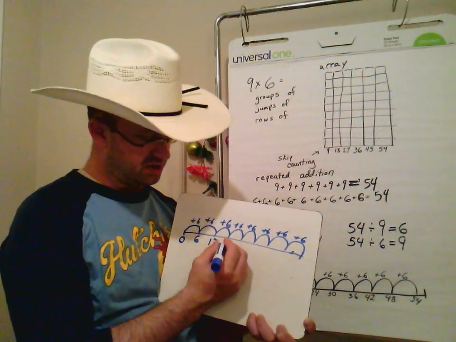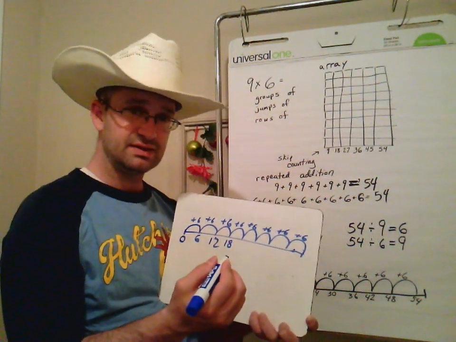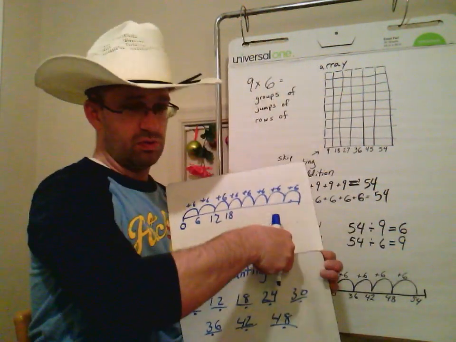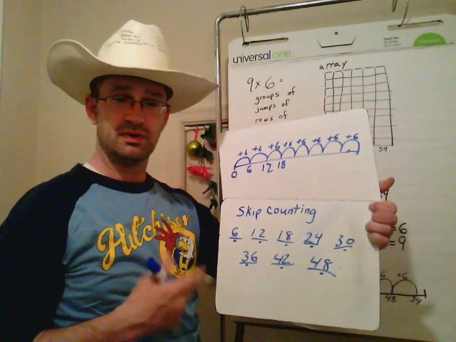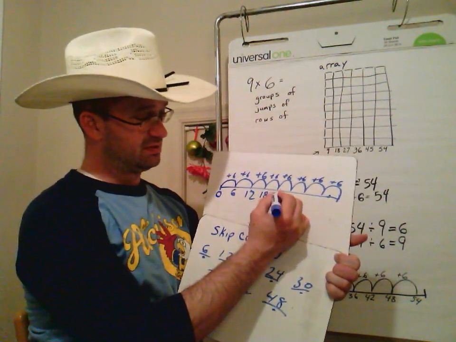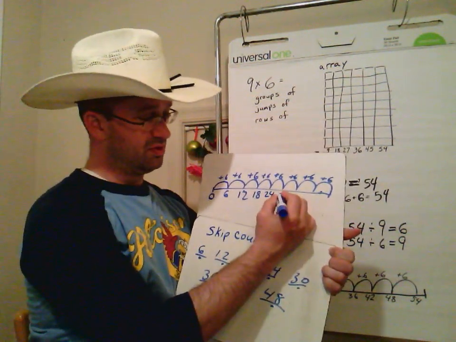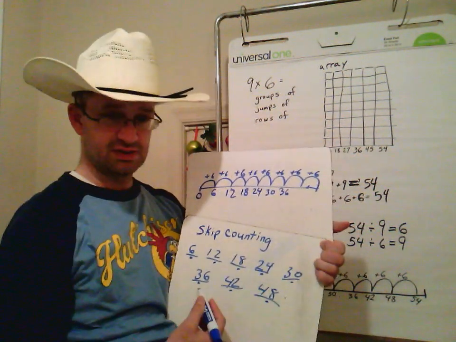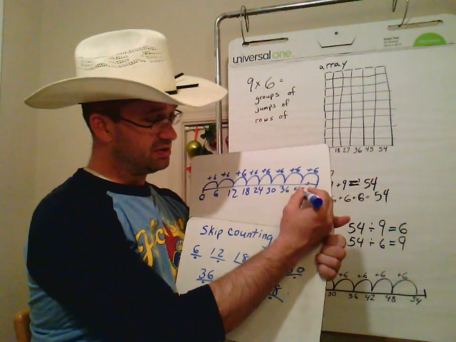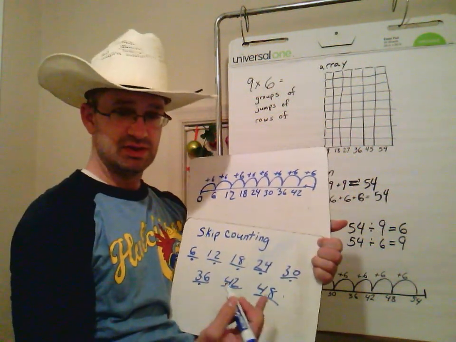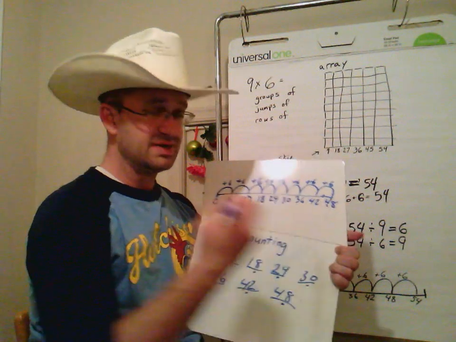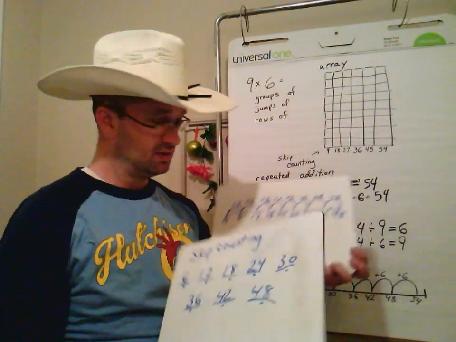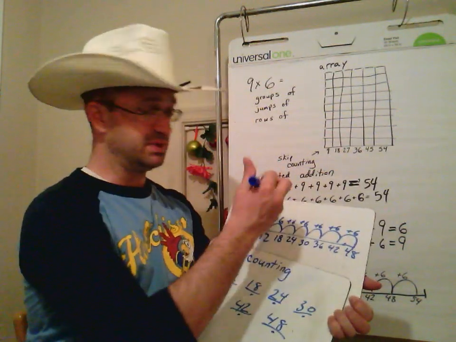6, 12, 18. What are we doing there, skip counting? Hey, there it is. 24, 30, 36, 42, and correct, 48. Still getting the same answer. This is awesome. So we're really looking at different strategies. So let me write the title up there. It's called a number line.